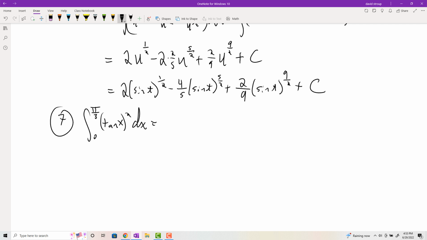Okay, so it's the Pythagorean identities again. Tan squared is equal to secant squared minus 1.